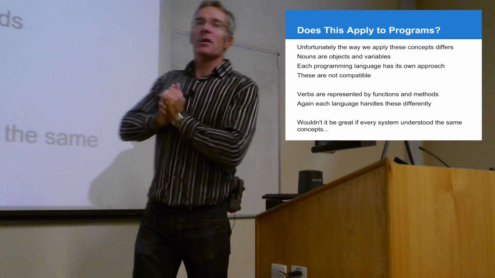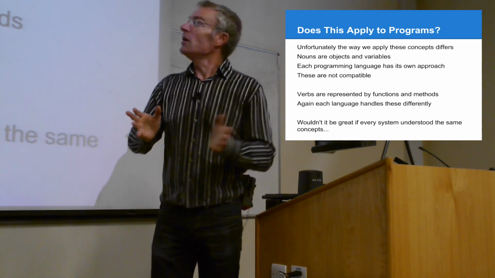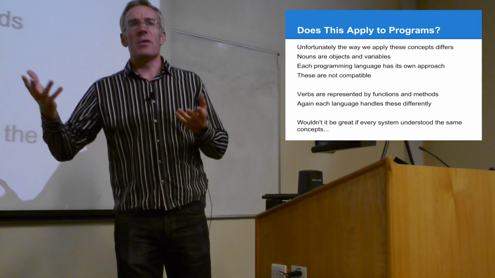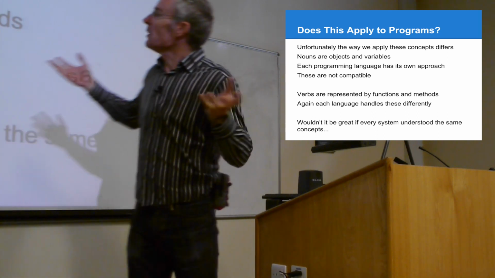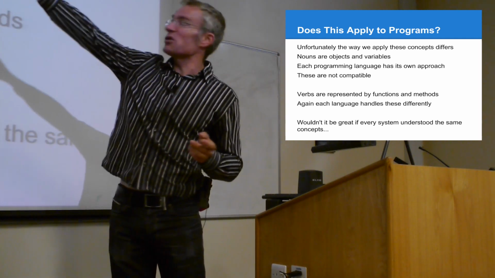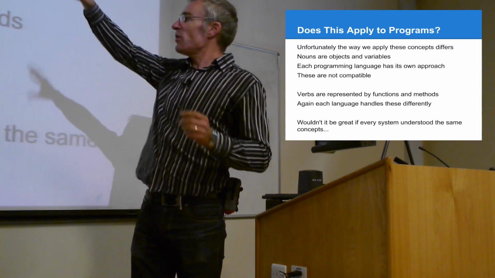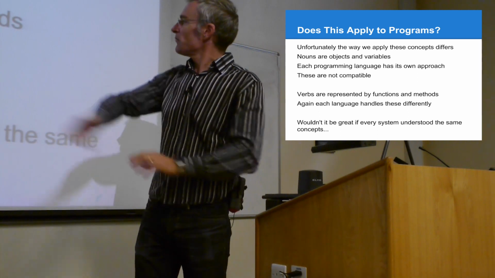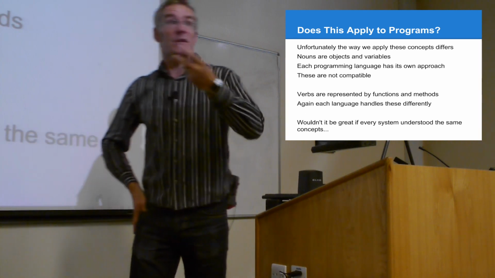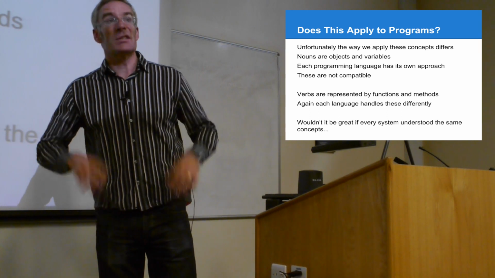We have a problem. In theory, we should be able to apply this to programs, to the software that we write. The problem is, nouns are objects in object-oriented programming. They might be variables in procedural programming. Every language has its own approach. Some languages use objects most of the time, some use procedures, so there's a lack of consistency. Verbs, functions and methods, are actions that you do on objects. But again, every single language does it differently. Every language has its own way of doing things.